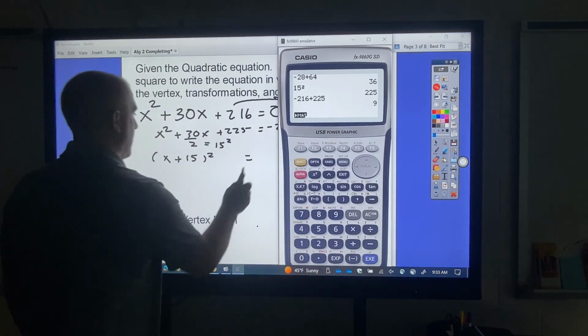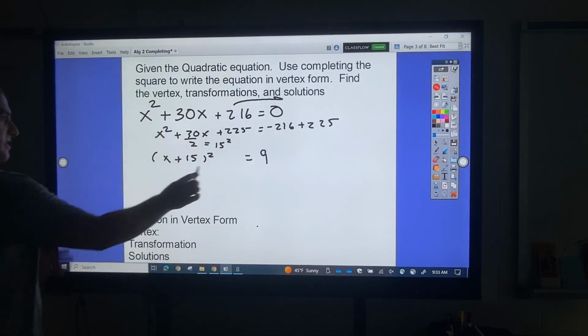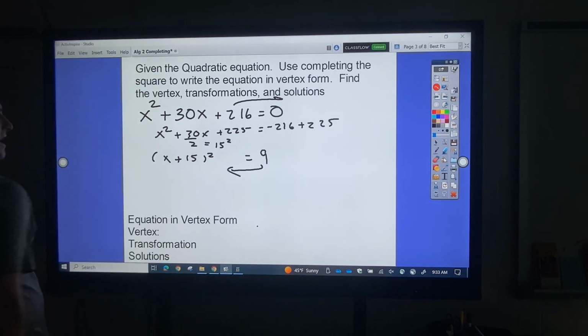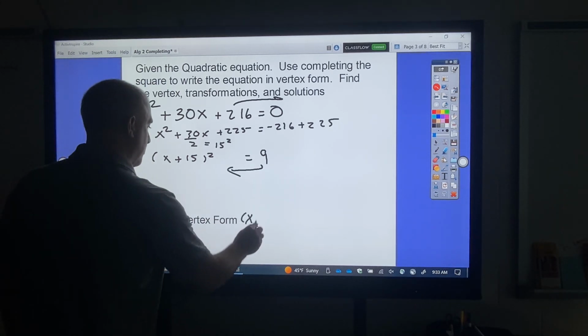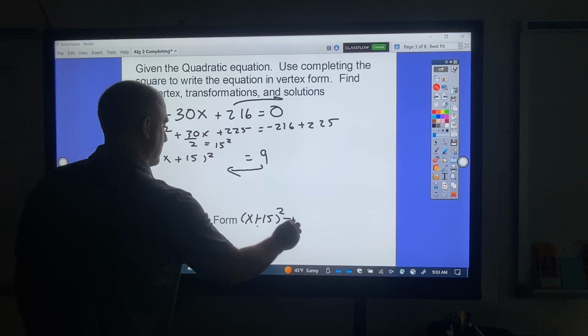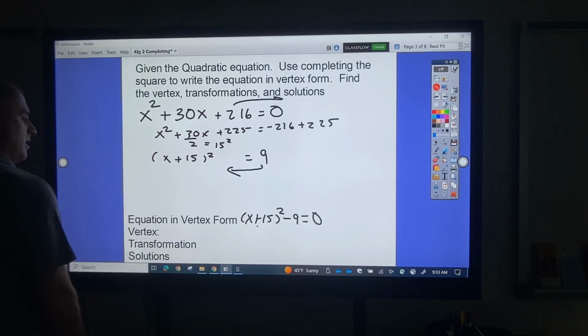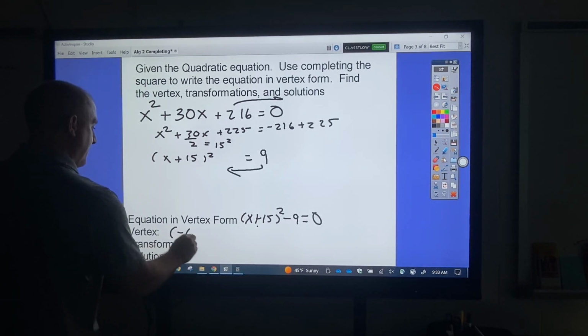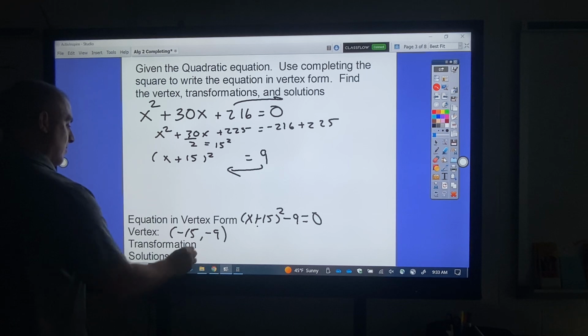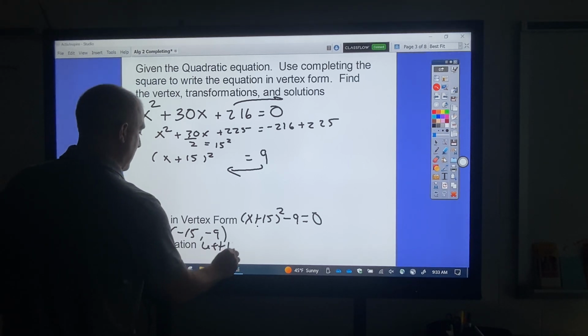is 9. Now, to get the vertex form, I would move that back over. So I've got x plus 15 squared minus 9 equals 0. The vertex would be negative 15, negative 9. How would I graph that? Left 15, down 9.